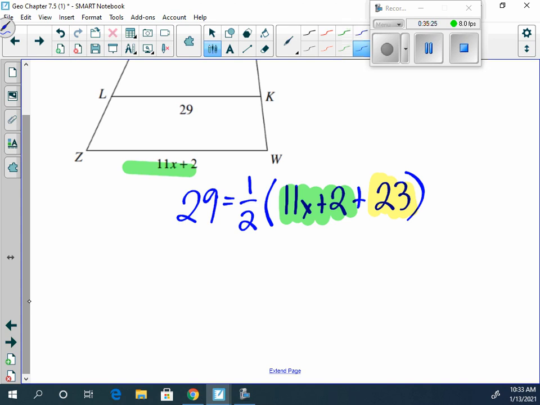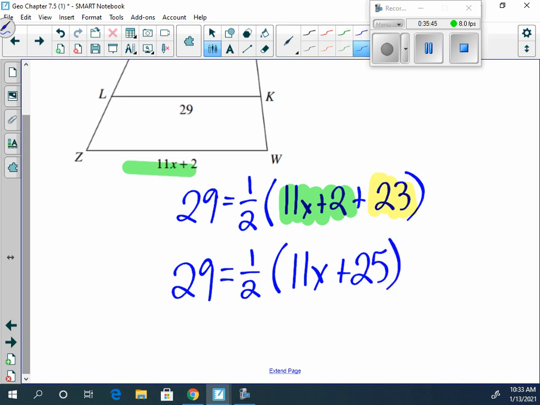Okay, now we need to solve for the value of x, yes? We can do that. Let's do that first. 2 plus 23. So we have 11x plus 2 and 23. Since they're on the same side of the equal sign, we can just combine them because they're like terms. Now, if I wanted to try to move it from one side to the other, then we would do our subtraction.